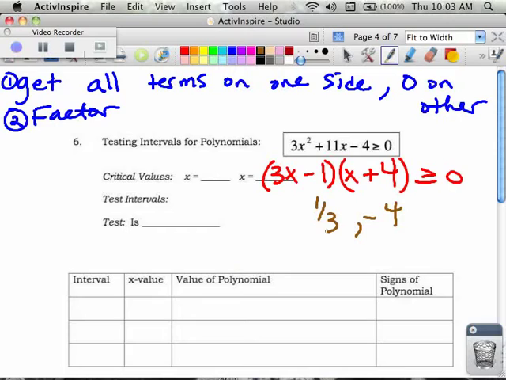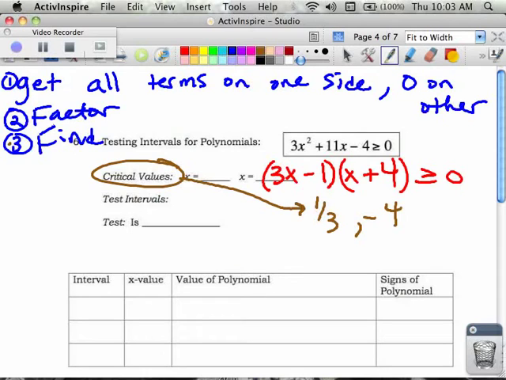These things right here are called either critical values or critical numbers. So these things right here are what they're talking about. Now that's step number 3. Number 3, find critical values. Find the critical values.